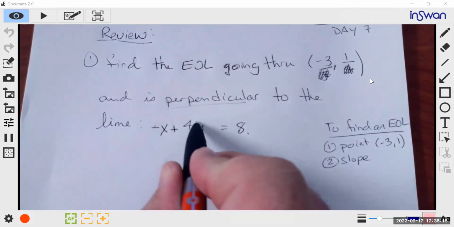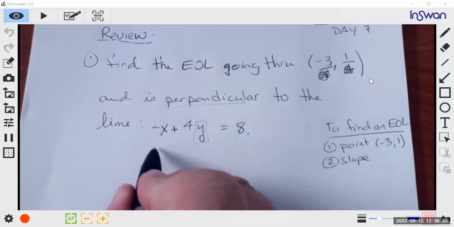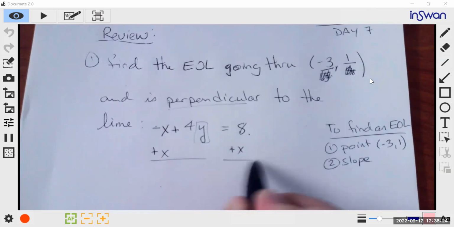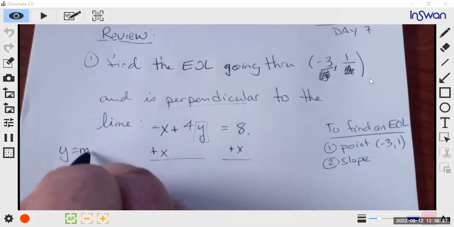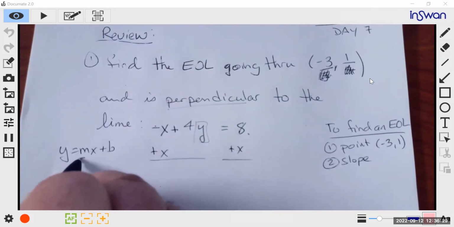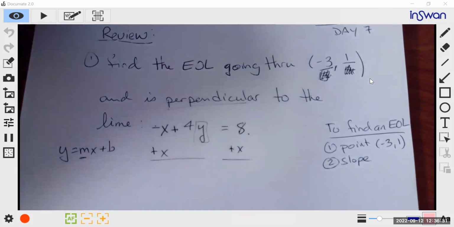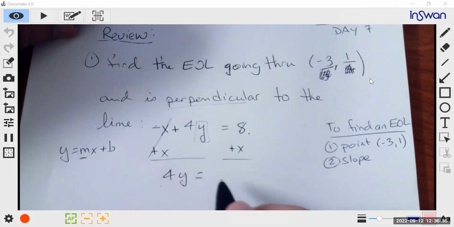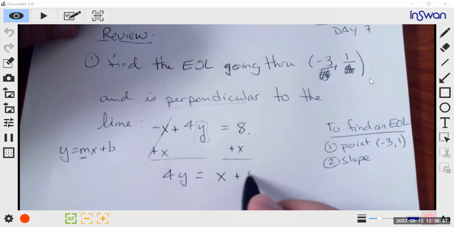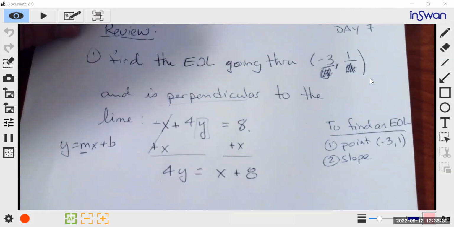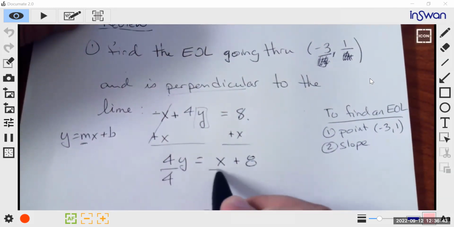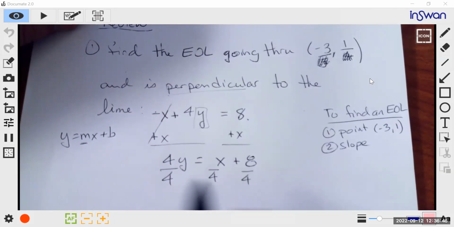Well, we have to solve for y. So we have to add x to both sides, because it has to be in this form in order to find the slope. So we have to solve for y first. Then we divide each term by 4.